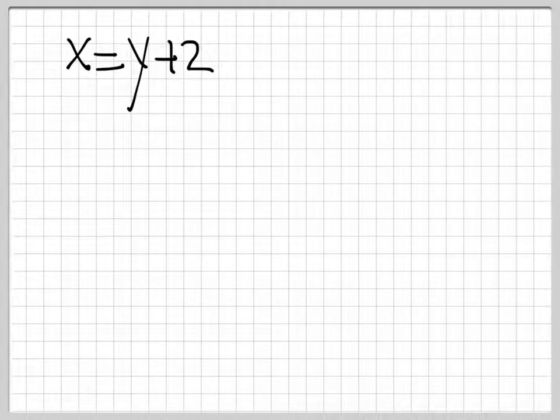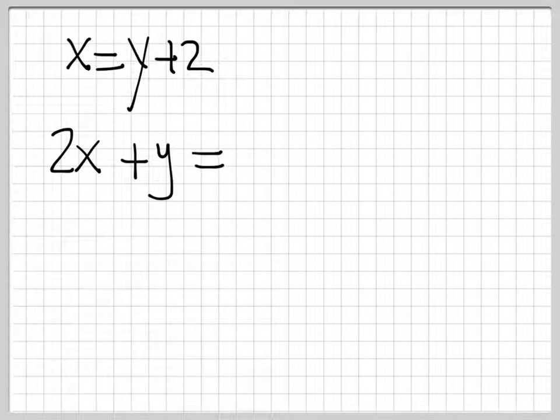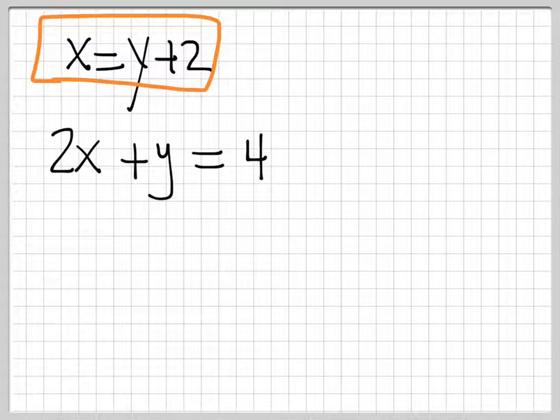The reason we were allowed to substitute, so if you had x equals y plus 2, and you had another equation like 2x plus y equals 4, the top equation told you that whenever you saw x, you could replace it with y plus 2. And the reason is that equations represent equality, so x and y plus 2 are equal. And since they're equal, they're interchangeable.